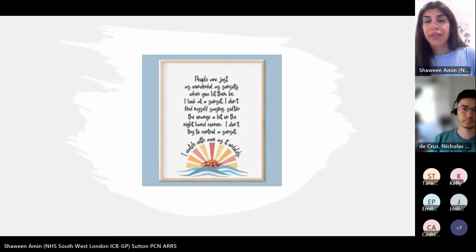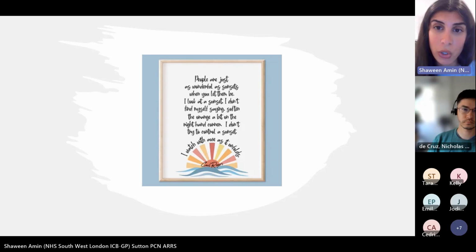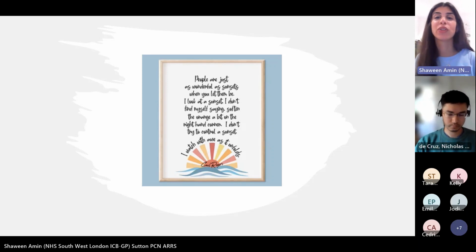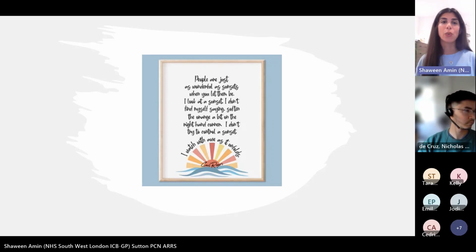So the very last slide, and the last thing to say, is I love this quote by Carl Rogers. Very idealistic, I know, but people are just as wonderful as sunsets when you let them be. I look at a sunset, I don't find myself saying soften the orange a bit on the right hand corner. I don't try and control a sunset. I watch with awe as it unfolds. I think people are very much the same. I think that they are wonderful, just as they are.